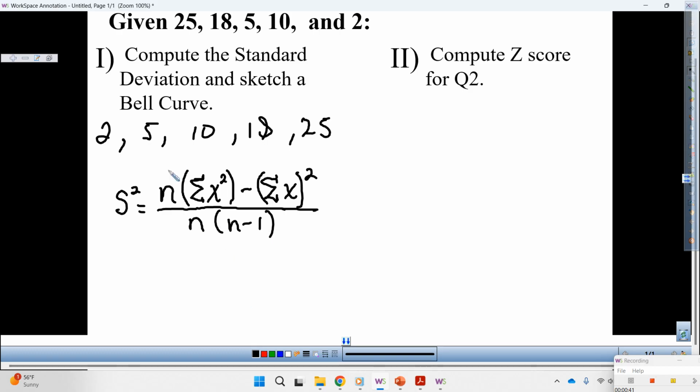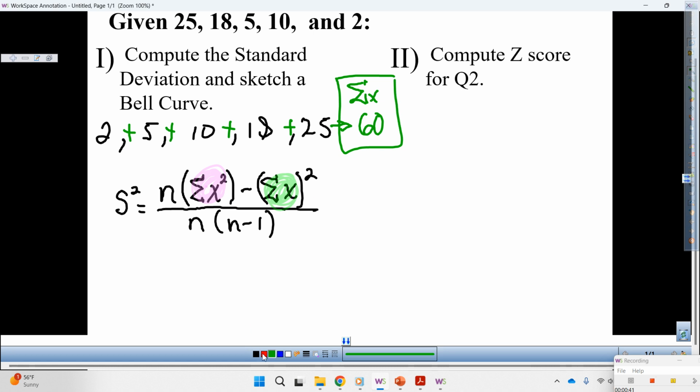All right, so I need the sum of X squared, and then I need the sum of just X. I'm going to start with the sum of X in green, so let me switch colors. Calculators calculate. What is the sum of all the data? Did everybody get 60? All right, so I'm going to label that the sum of X. All right, so I got that.